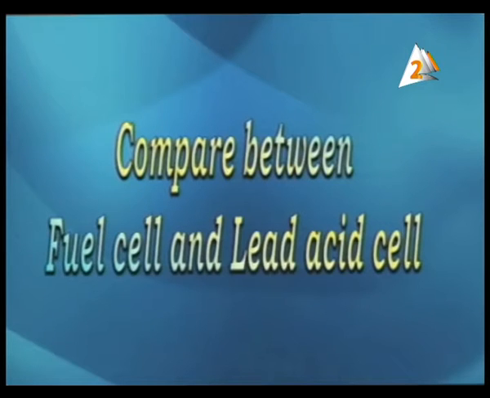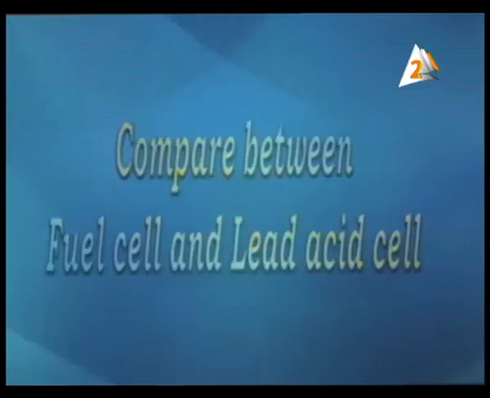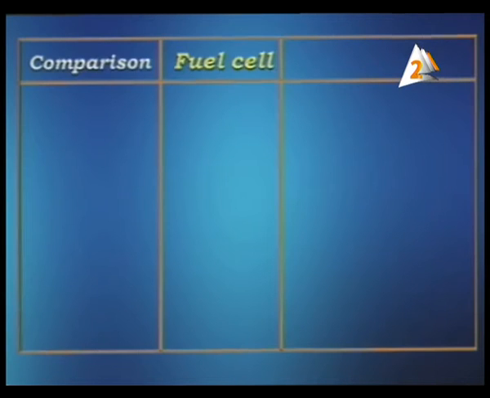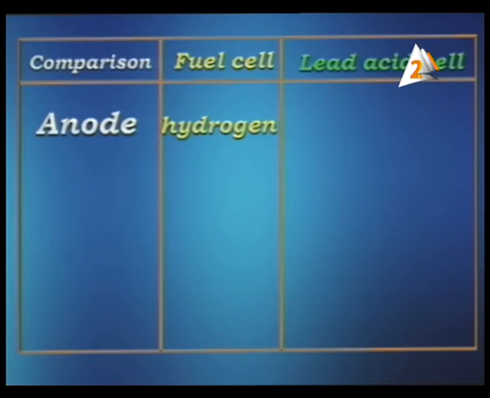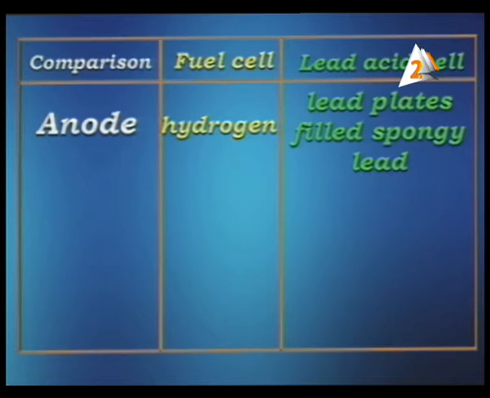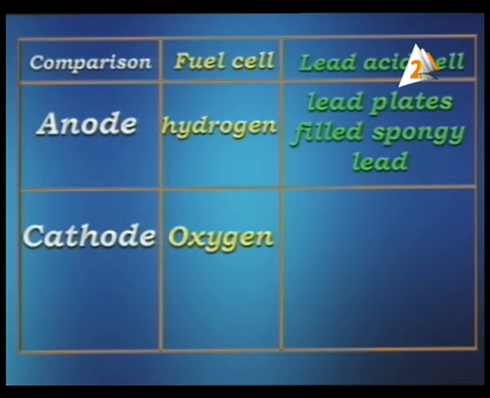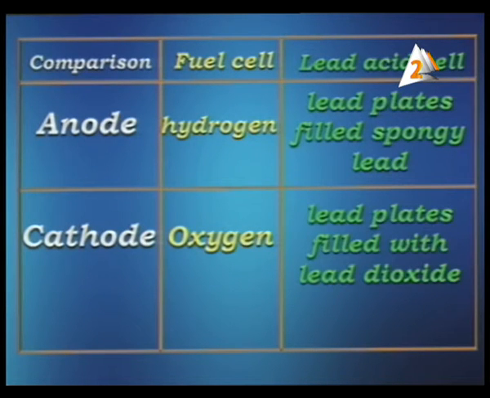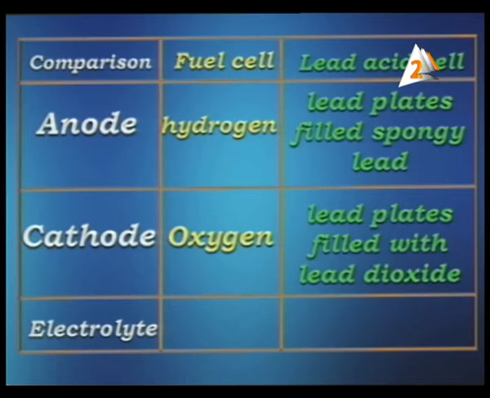The next type of question, compare between fuel cell and lead acid cell. As shown on the screen, the anode in the fuel cell is hydrogen, while in the lead acid cell, lead plates filled with spongy lead. The cathode in the fuel cell is oxygen, and in the lead acid cell, lead plates filled with lead dioxide. And the electrolyte here is KOH, here H2SO4.